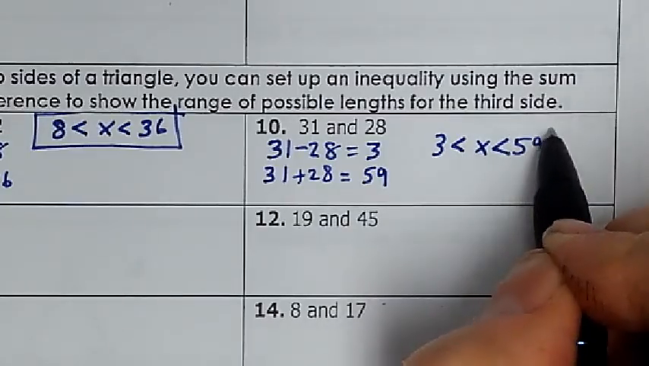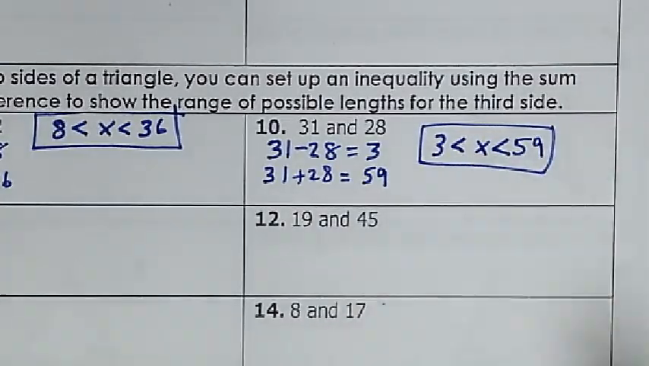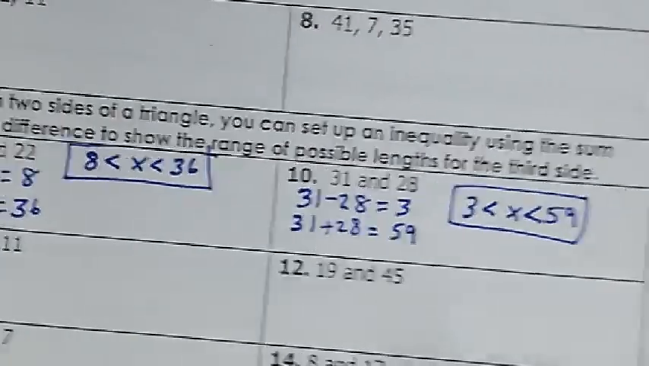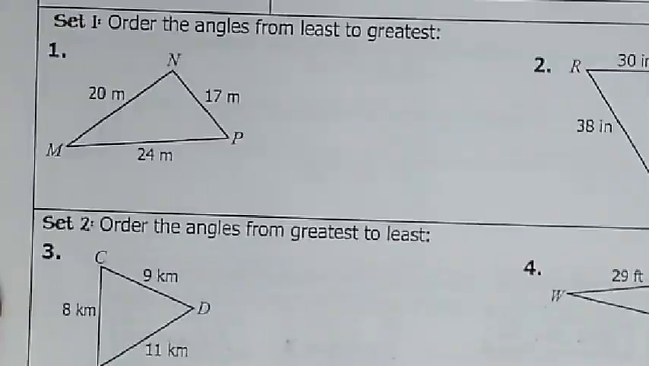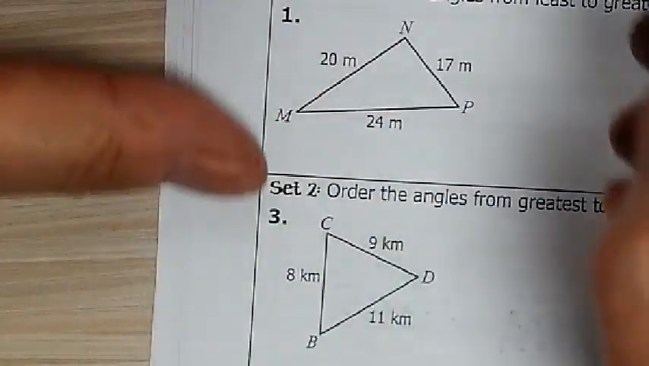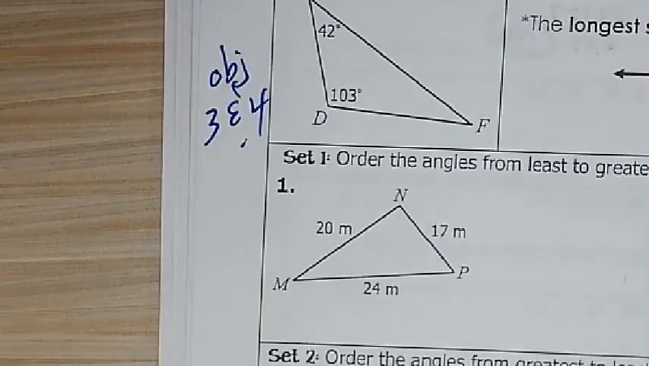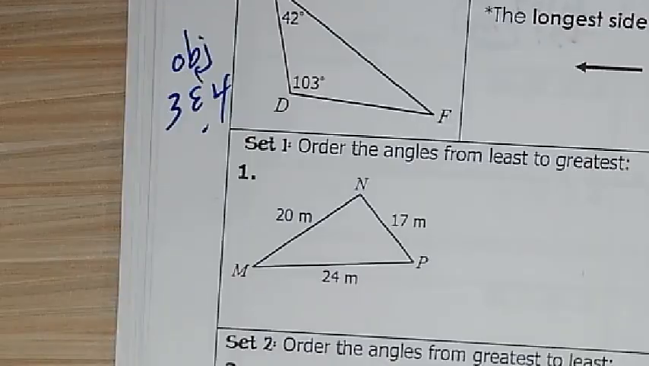Final objective. You ready? On the right side of your paper, I'll fill this out for you, but listen. What we're trying to do is order. This page right here is objective 3 and 4. Once you put the sides in order, then you have to put the angles in order. So let's do one of each. Let's take a look at number 1 together.